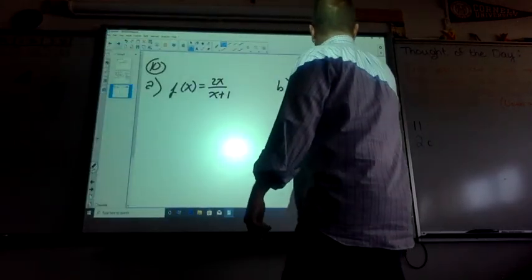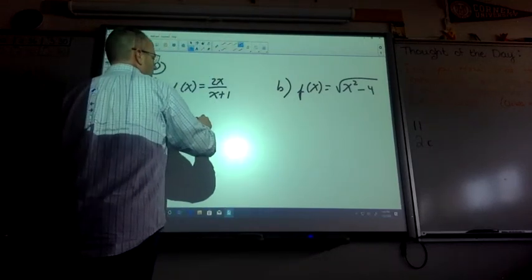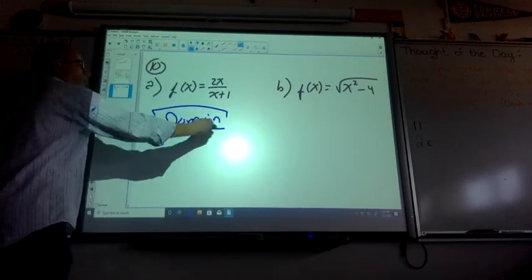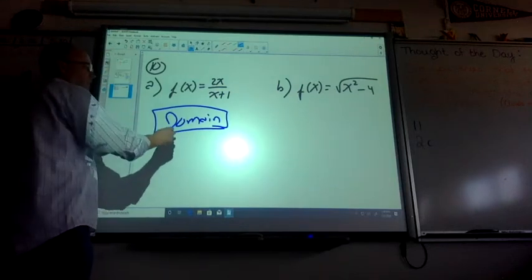Okay. All we want to do now is find the domains. So if I'm looking at the domain, I'm just looking at the denominator. What's the only value that's going to make the denominator on A become 0? -1. If I plug in -1, it doesn't matter what happens on top, on the bottom I get -1 plus 1, which is 0.